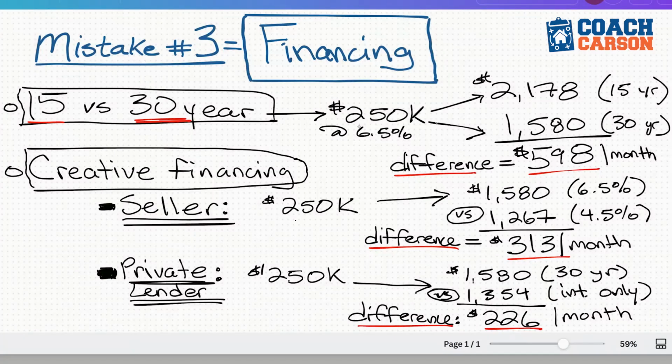And just look at the numbers. If you borrow $250,000 at 6.5% interest, a 15-year mortgage will have a $2,178 payment, and a 30-year mortgage will have a $1,580 payment. That's a difference of right at $600 per month. So that can make a huge swing in your cash flow. So what I would rather do is get a 30-year mortgage.